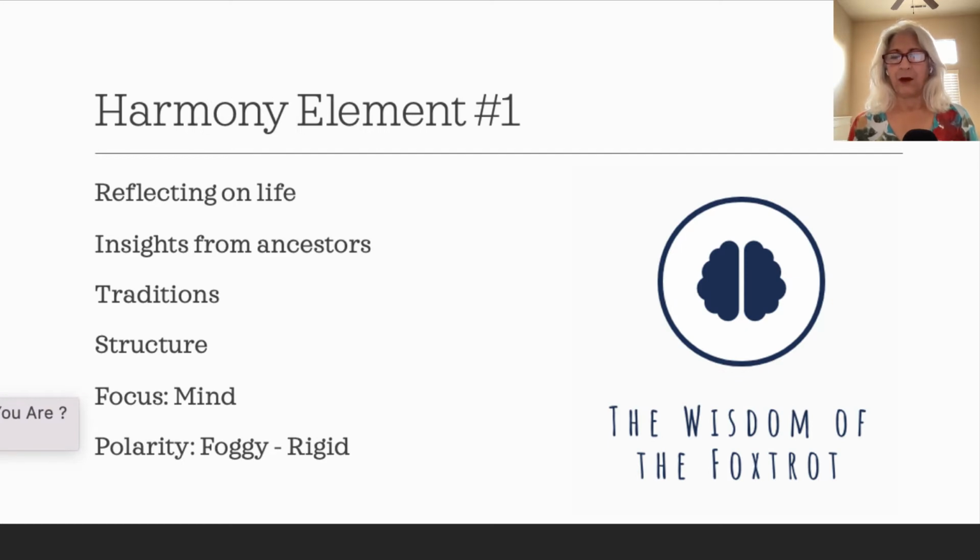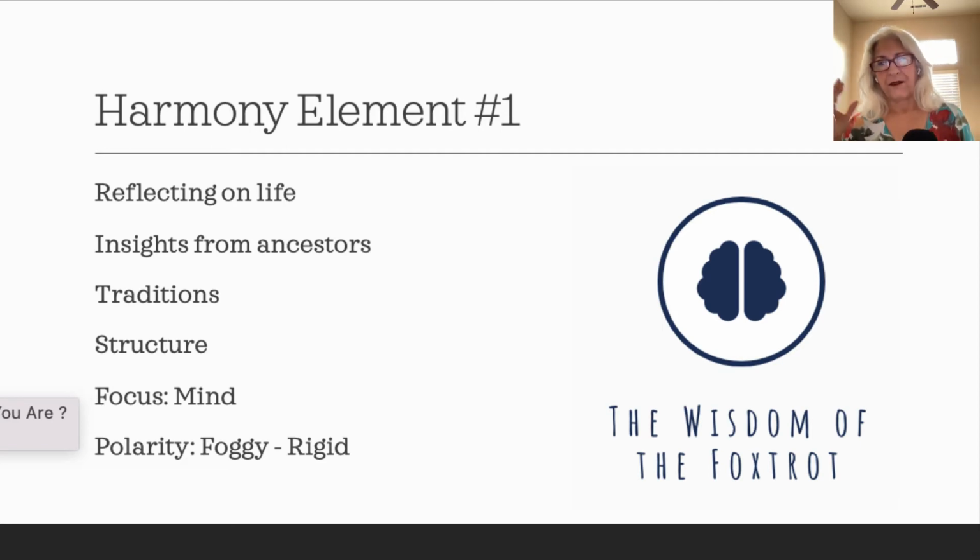So harmony number 1 is the wisdom of the foxtrot. And this is reflecting on our life experiences, not wisdom as in aging, but wisdom as in reflecting on the experiences we've had from life, the insights we get from family members and our ancestors, understanding our traditions, and reflecting on the structures that are in place in our lives.